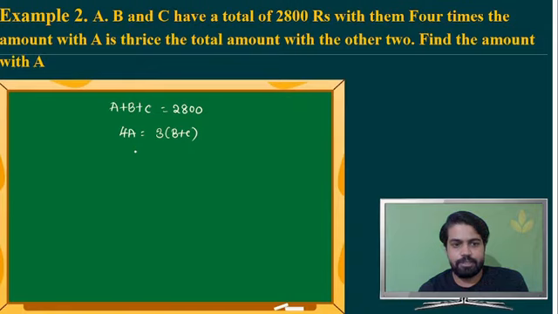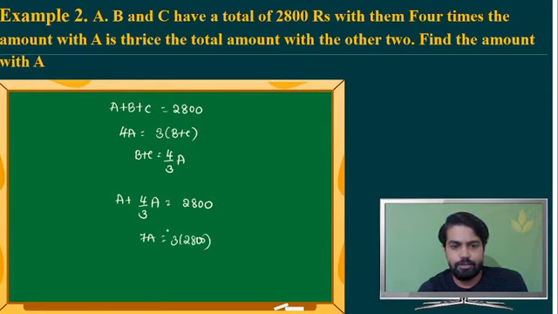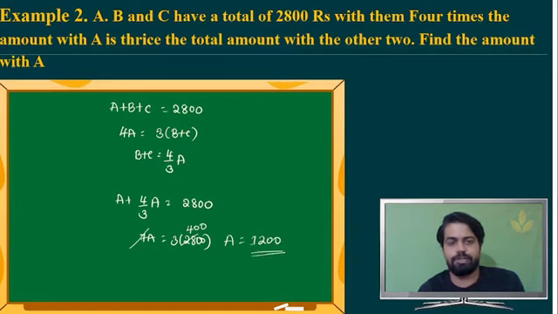So I can replace this B plus C by 4 by 3A using the second equation in the first equation. What we get is A plus 4 by 3A is equal to 2800 rupees. So when I solve this, I get 7A is equal to 3 into 2800, and we can easily divide by 7 to get 400s. So the value of A is actually 1200. What is the value of B and C? We cannot solve this because the information is not clear about them. We need one more equation to solve B and C.